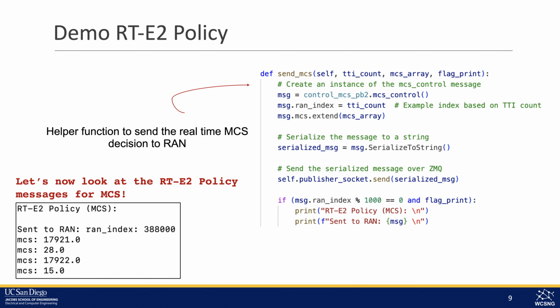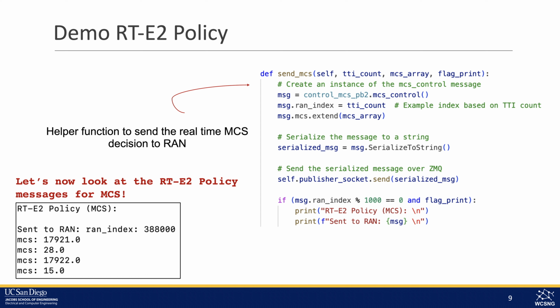Again, the way the protobuf schema is defined is as follows. This is all part of the code base right now. And the main idea for our real time control is that we send an action to be taken per UE for that particular time slot. That is the basic idea for our RTE2 policy. Again, the helper function for sending these, for example, here I have shown the MCS sending policy where we send the MCSs for each of the UEs.